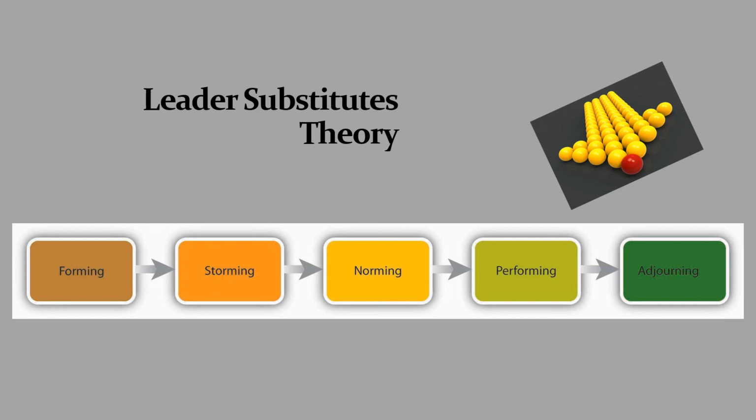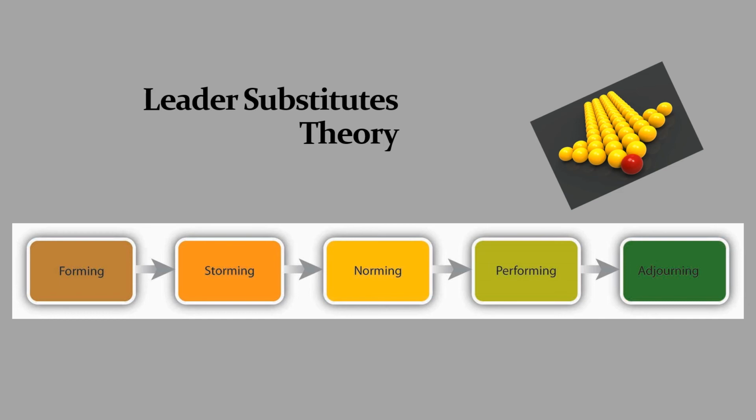Norming. The norming phase occurs when employees begin to recognize one another's strengths, understand each other's roles, and become more comfortable working together. Leaders should stay aware of employee interactions and ensure everyone is communicating respectfully. Performing. The performing phase occurs when employees are comfortable working together, have built strong relationships, and streamlined their processes.